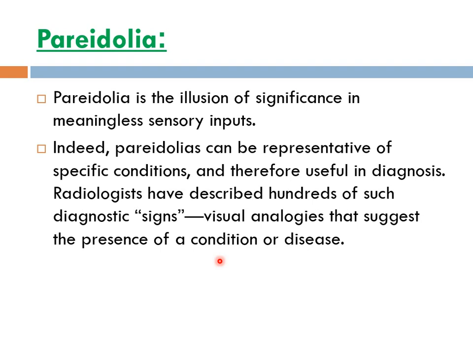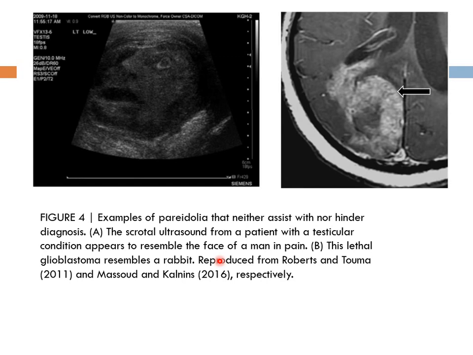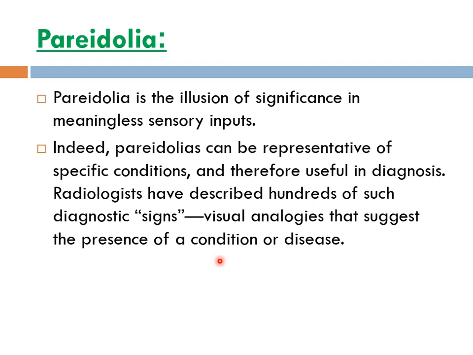Last, we have something called pareidolia. It's the illusion of significance in meaningless sensory input. Sometimes we have a few examples, like when the patient comes with acute scrotal pain. It's specific conditions, useful for diagnosis, because radiologists have described hundreds of such diagnostic signs.